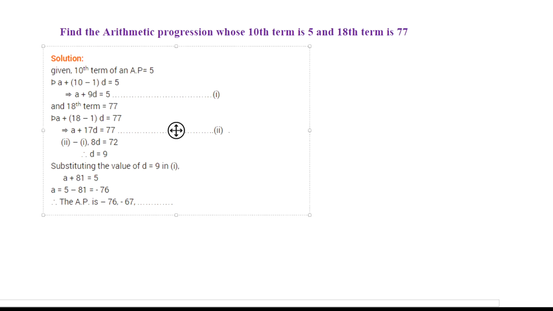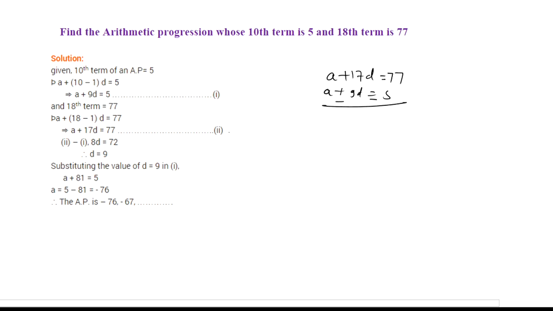So a plus 17d is equal to 77, and a plus 9d is equal to 5. Subtract it, minus, minus, minus. 17 minus 9 is 8d, and 77 minus 5 is equal to how much? 72. So d is equal to 9. Now I know the value of d as 9. I need to find a. Correct? Okay. So how do I do that?